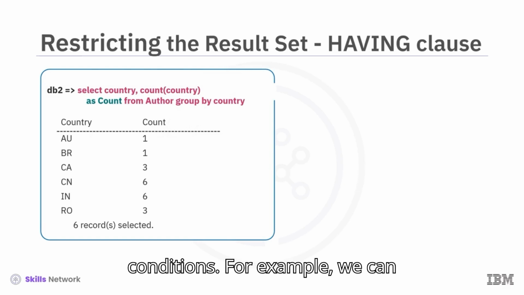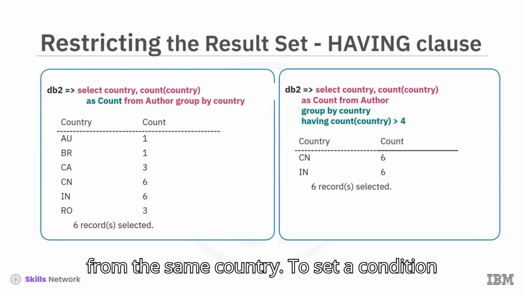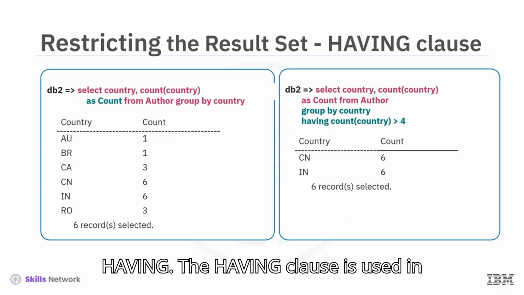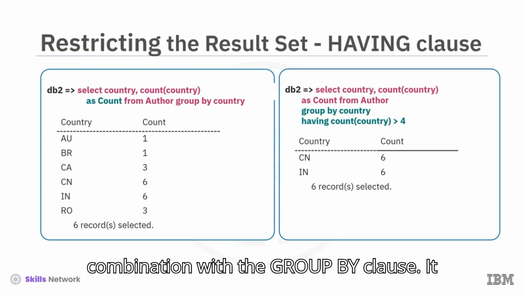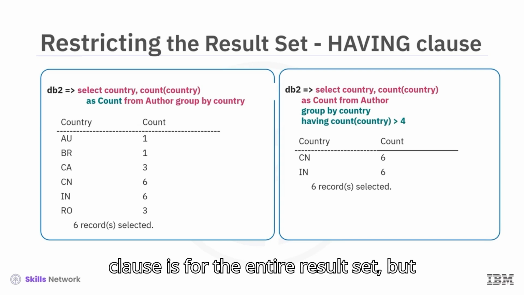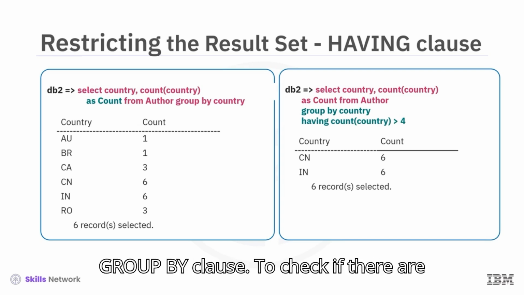For example, we can check if there are more than 4 authors from the same country. To set a condition to a Group By clause, we use the keyword having. The having clause is used in combination with the Group By clause. It is very important to note that the where clause is for the entire result set, but the having clause works only with the Group By clause.